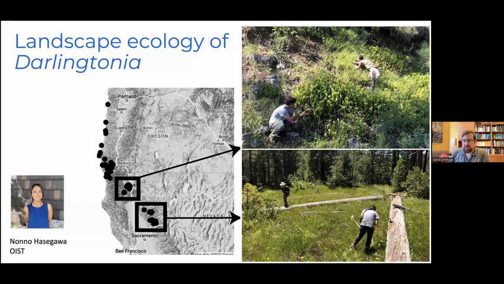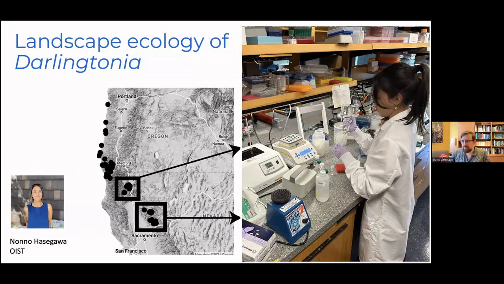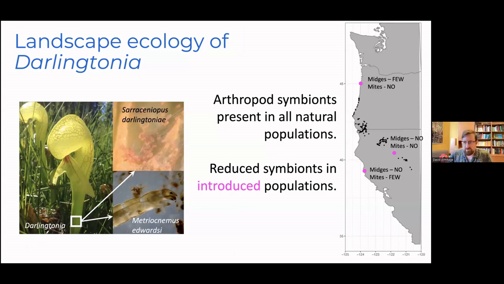So again, documenting our trip, we're doing the pitcher plant stoop here, looking around, collecting plants, collecting midges and mites, sucking them out. And in the lab then, here's Nono doing some lab work, extracting DNA from these plants. We then sequence the DNA that we extracted from both the plants, the mites, and the midges to learn something about their population structure. So a few findings.